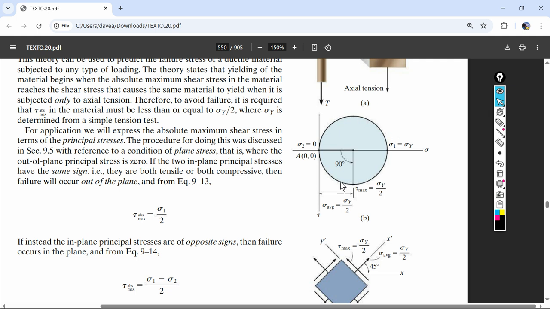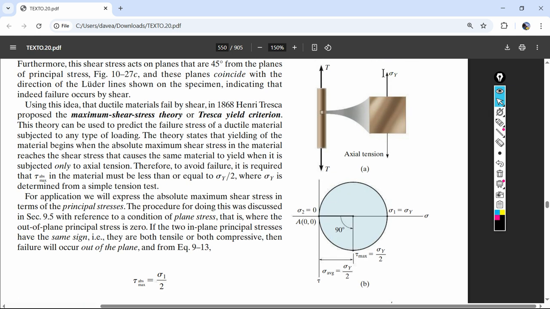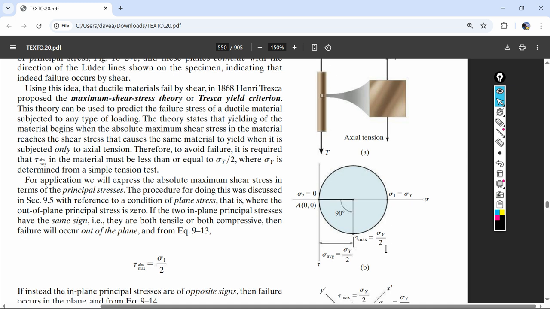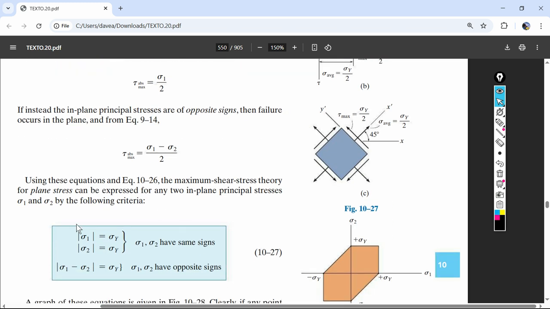So let's say we just have this. This is what's happening: a big number here, no number there. Our max shear is just going to be sigma y divided by 2. I'm just confused why this doesn't have a sigma y divided by 2 in it, or a shear.